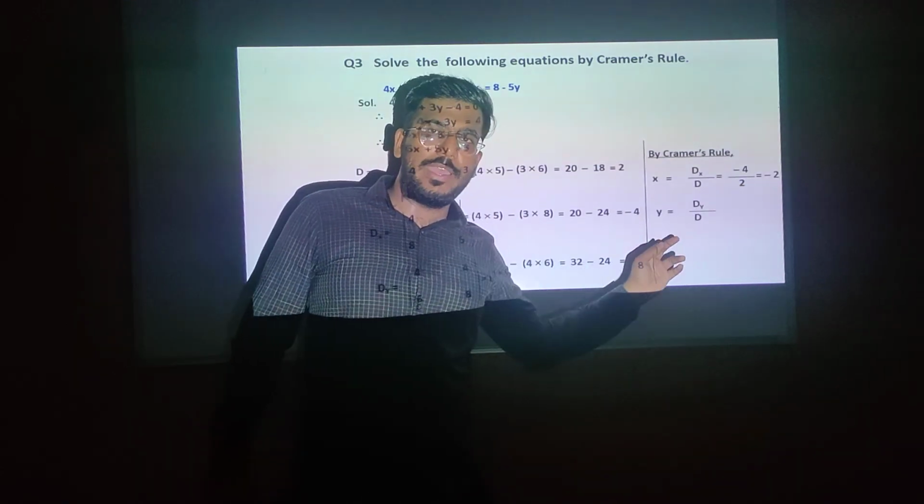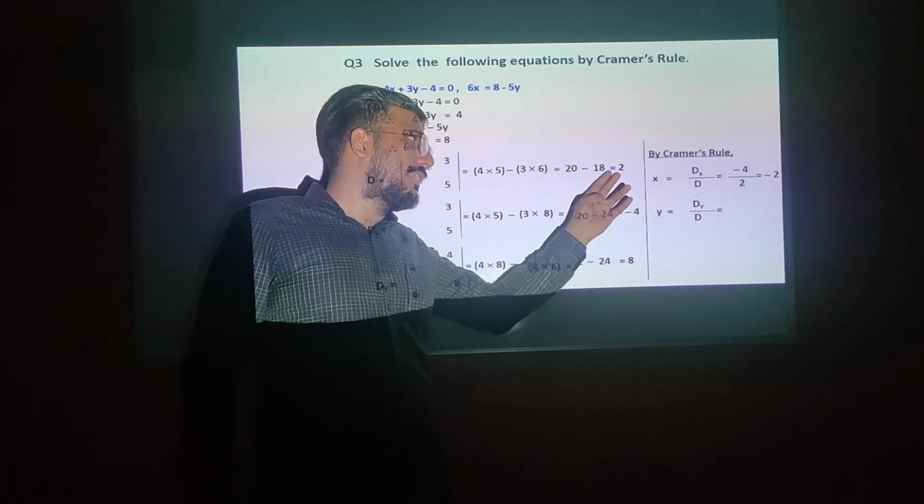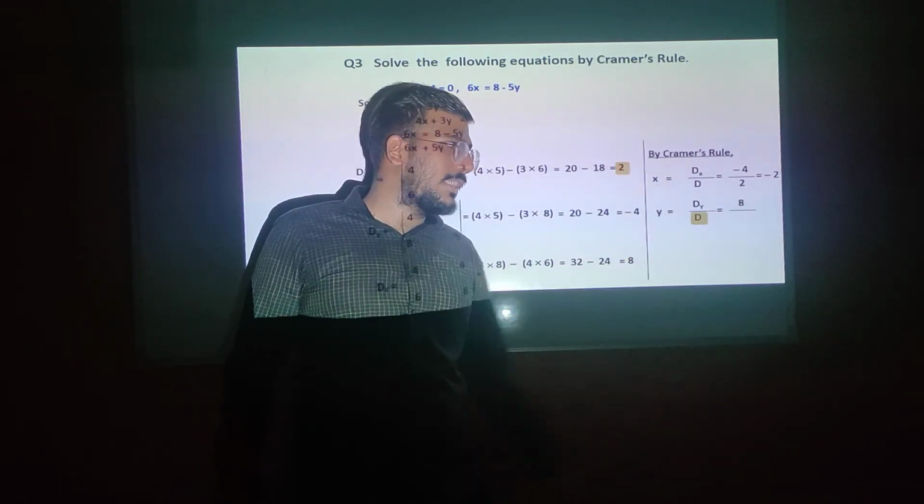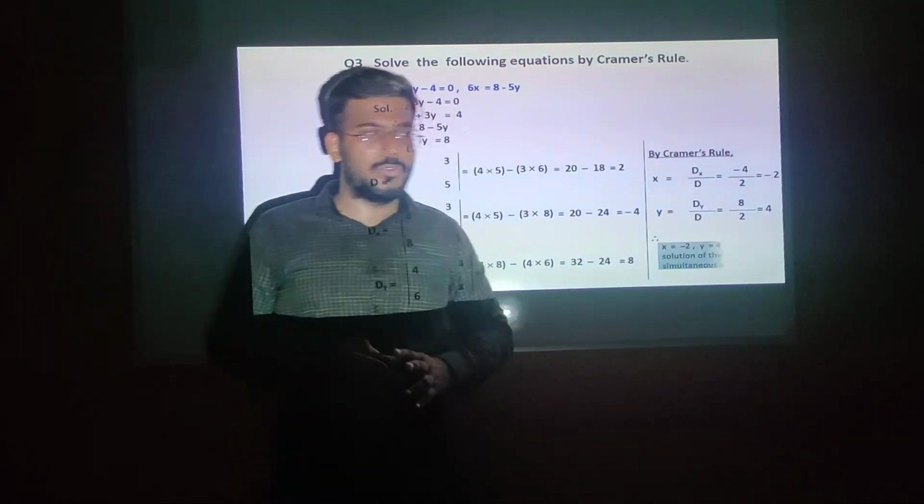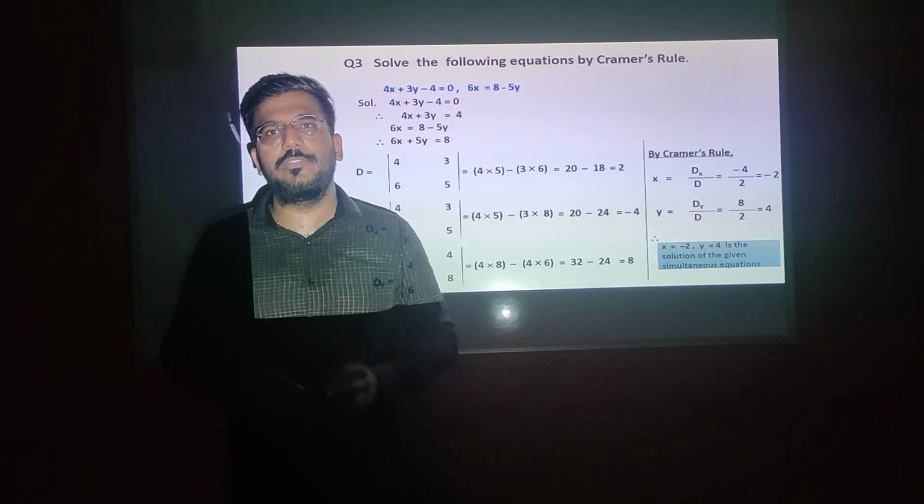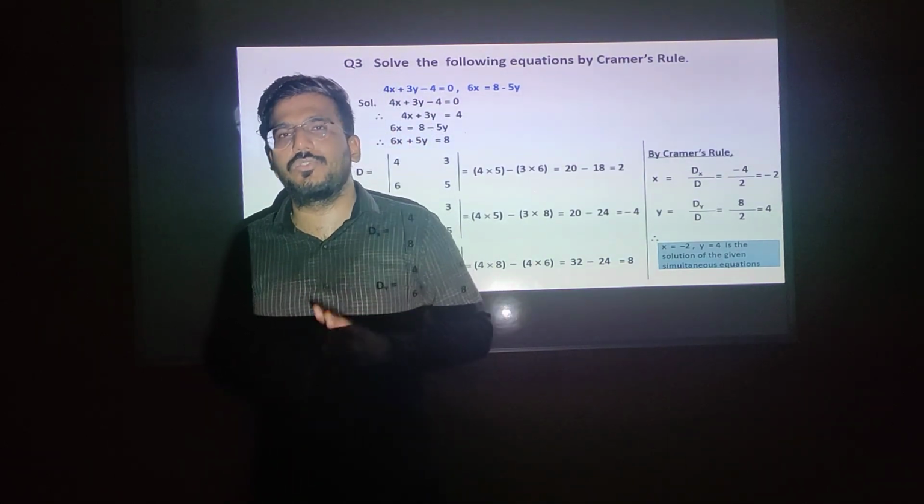The value of x is -2. What is y? Dy upon D. The value of Dy is 8, the value of D is 2. So 8 upon 2, what will the answer be? It will be 4. So x is equal to -2, y is equal to 4 is the solution of the given simultaneous equations. These were the simple sums based on Cramer's rule, children.